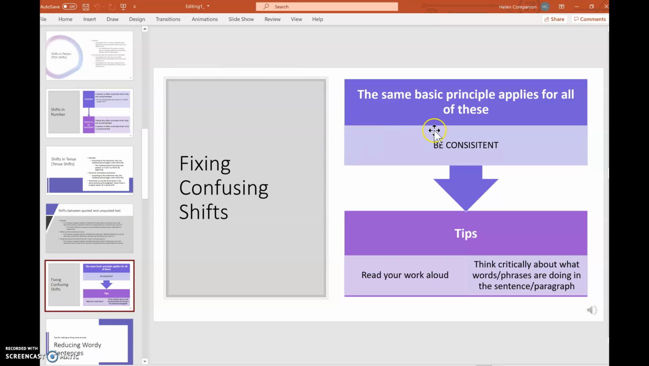Fixing confusing shifts, the same principle applies for all of them. Just be consistent. If you choose something, stick with it. Tips: again, read your work aloud. When you do that, you'll catch the weird stuff. And think critically about what words or phrases are doing in a given sentence or paragraph.